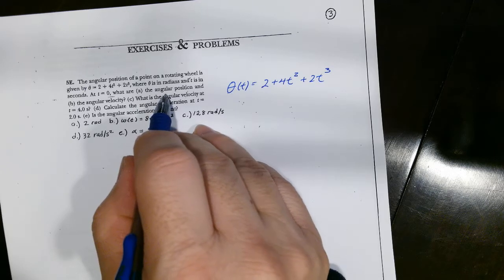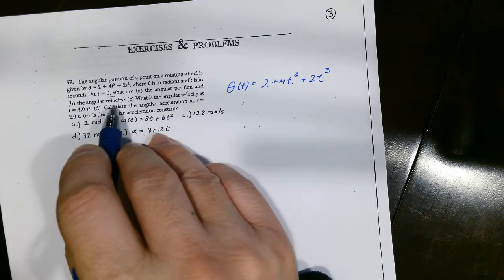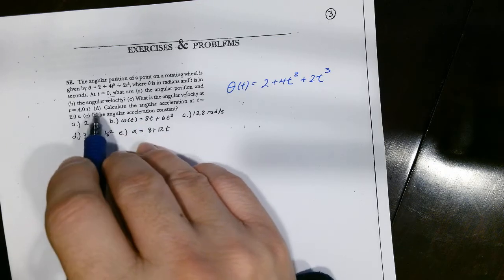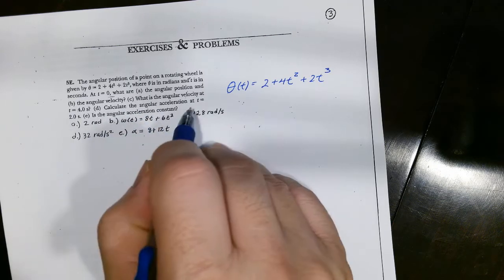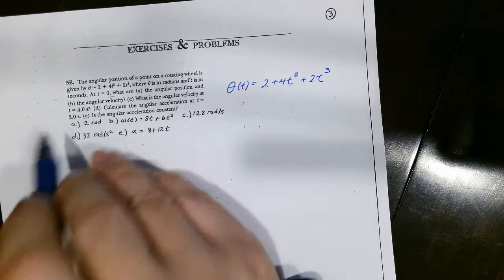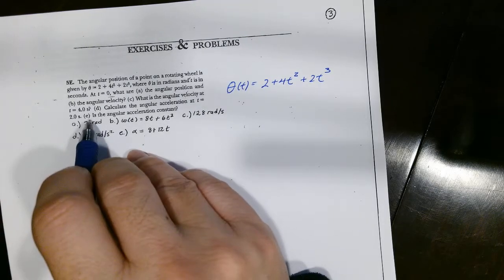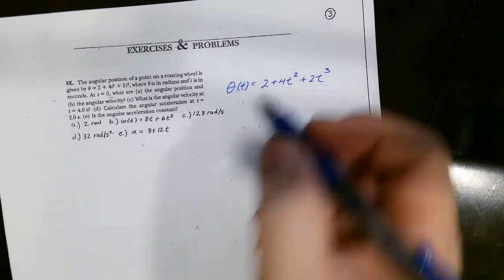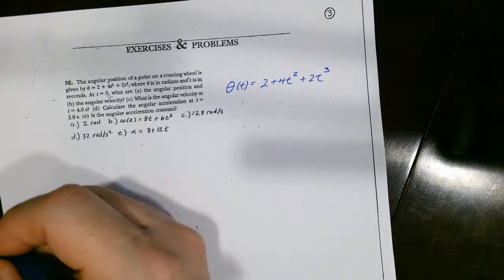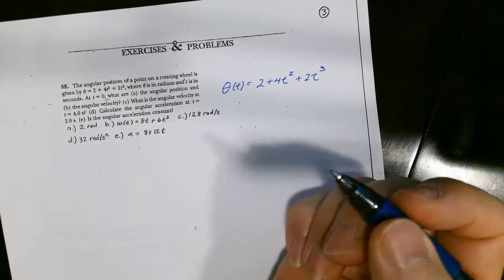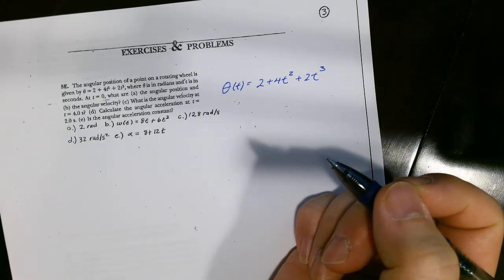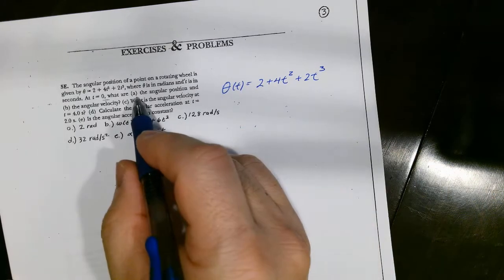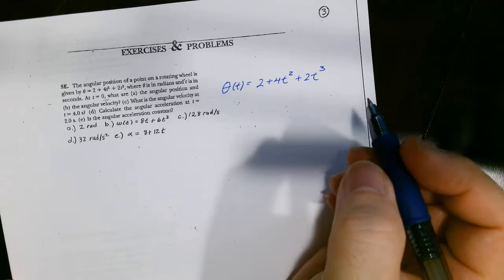When t is equal to 0, what are A, the angular position, and B, the angular velocity, and C, the angular velocity at 4 seconds, and D, calculate the angular acceleration when t is equal to 2 seconds, and E, is the angular acceleration constant? That's kind of obvious. This is pretty straightforward, right? So let's think about angular position in part A.